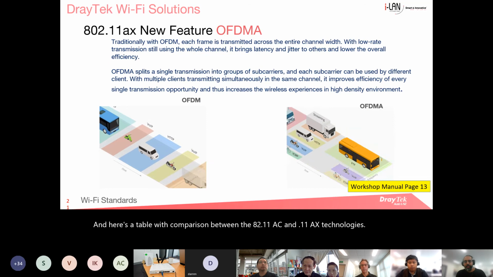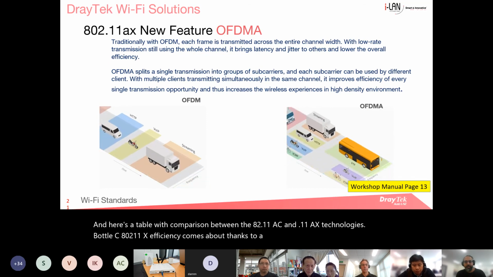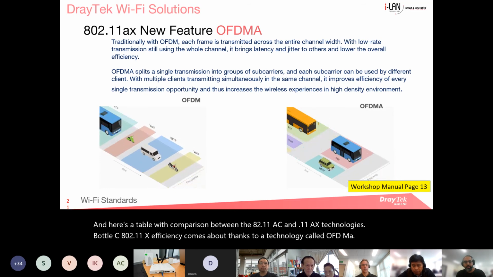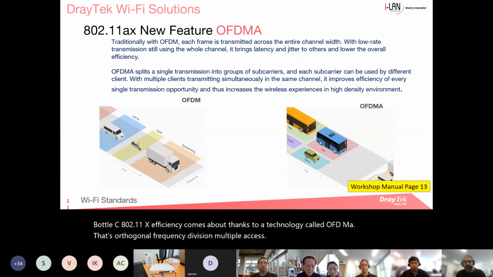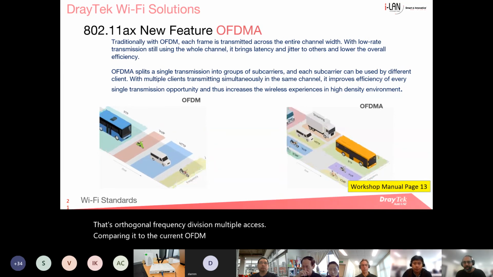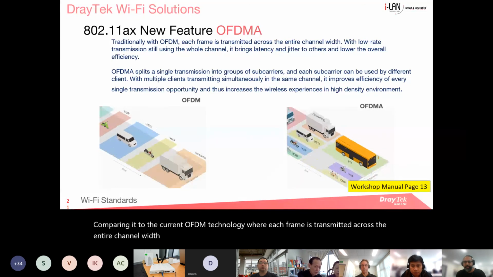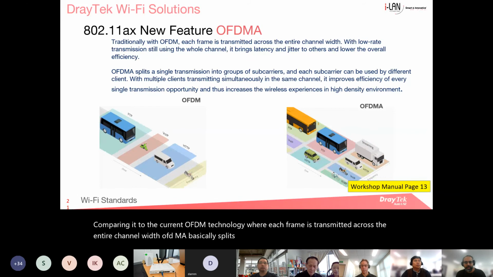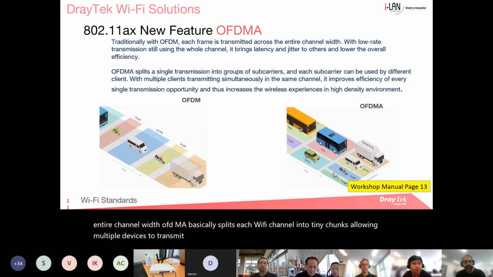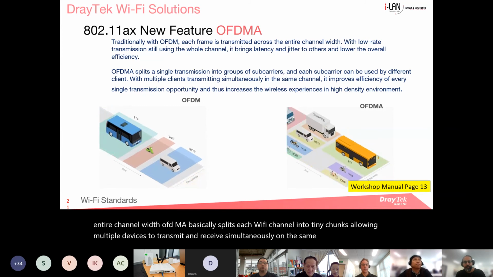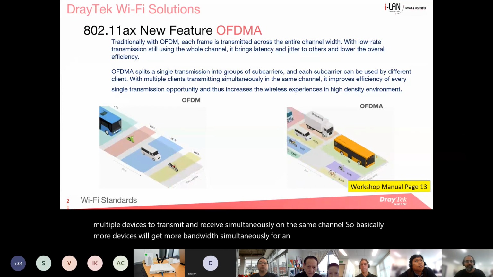Part of the 802.11ax efficiency comes about thanks to a technology called OFDMA, that's orthogonal frequency division multiple access. Comparing it to the current OFDM technology, where each frame is transmitted across the entire channel width, OFDMA basically splits each Wi-Fi channel into tiny chunks, allowing multiple devices to transmit and receive simultaneously on the same channel. So basically, more devices will get more bandwidth simultaneously for an overall faster Wi-Fi network.